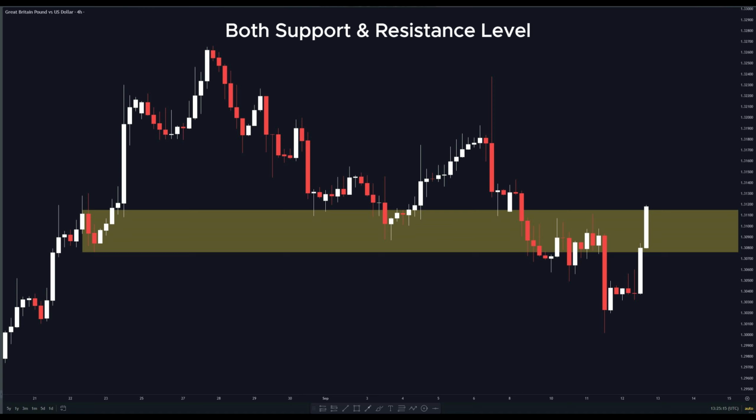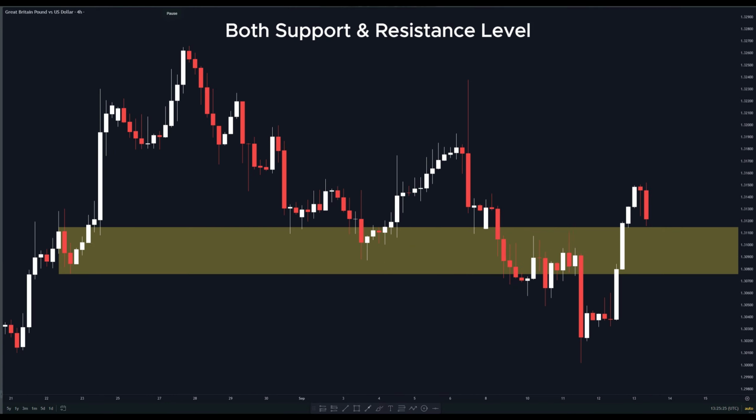Next we have the both support and resistance level. When a level of market structure acted as both support and resistance, it increases the probability for the price to reject this level in future.